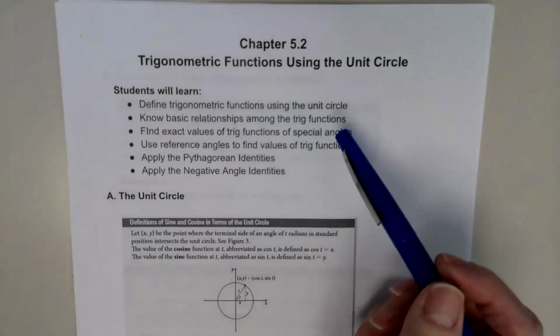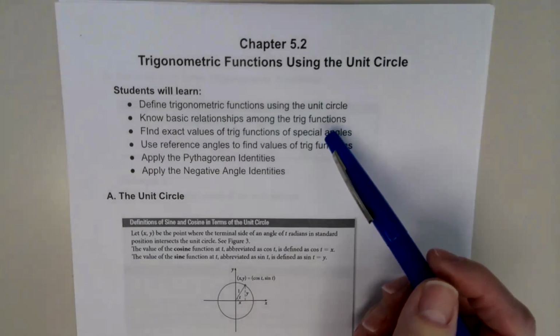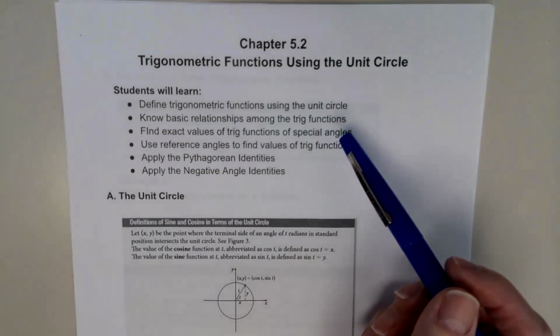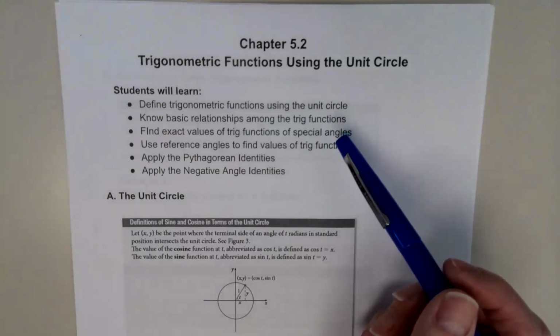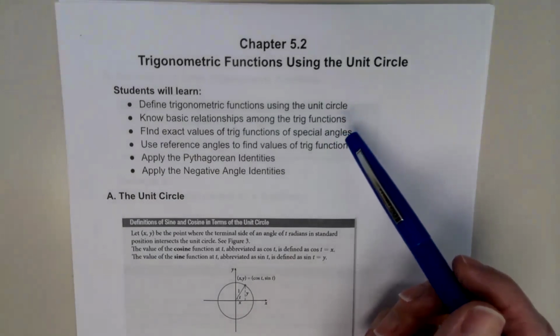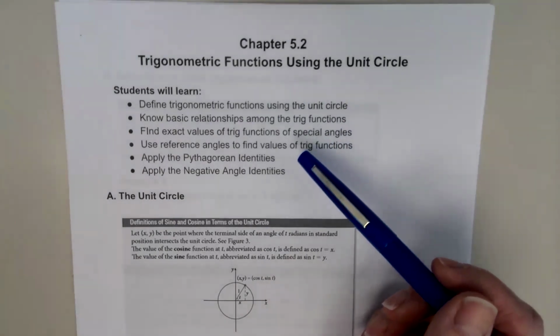Some things we're also going to learn in this lesson are the trig functions using the unit circle, relationships between the trig functions, and how to find some exact values of special angles. We're also going to learn about reference angles, applying the Pythagorean identities, and applying the negative angle identities.